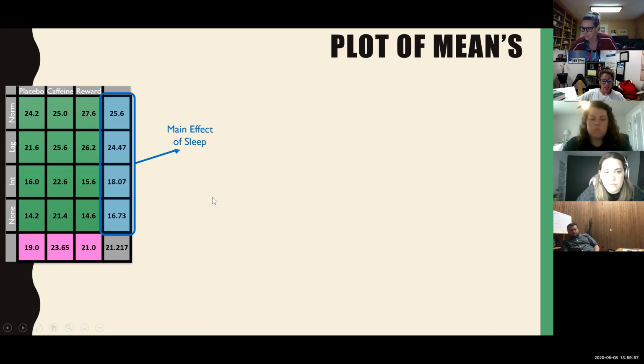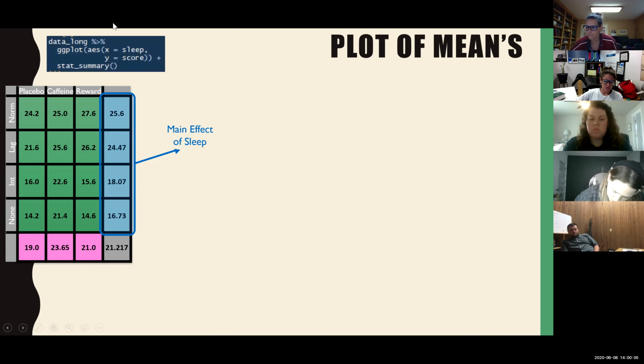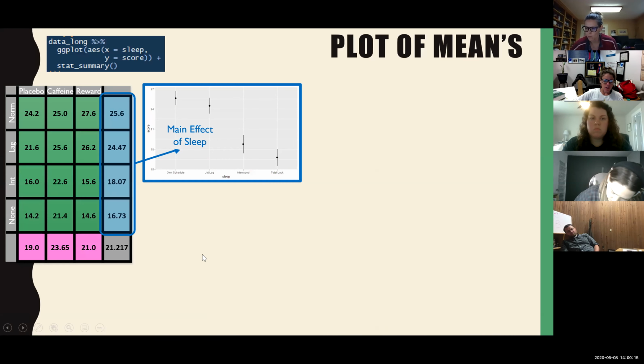So I can look at the main effect of sleep, which is looking at the averages of the sleep groups ignoring stimulant. And so the way I would plot it, I would put on the x-axis the sleep variable and the y-axis the score, and I can do stat summary, and it will put those points. We call this a means plot. It has the little arrows or the lines. Do you remember how far they go out? By default, they go out 1 standard error.